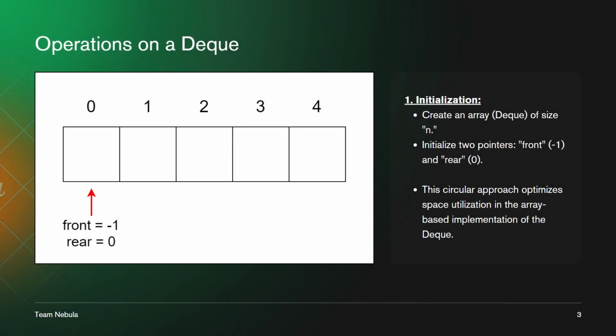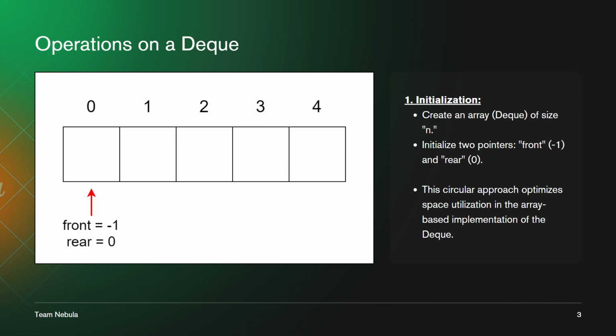Alright, now let's explore the circular array implementation of a dequeue. In this implementation, we use an array to create our dequeue, and if the array is full, we start inserting elements from the beginning again. This circular approach allows us to make the most out of available space.